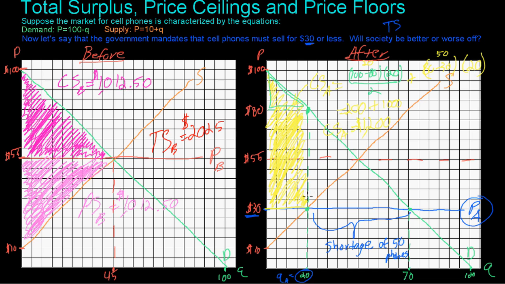But we're going to see pretty quickly that the market as a whole, or that society as a whole, is actually worse off. So I kind of jumped the gun and told you what we're actually going to see at the end, but I think it'll make a little more sense as we go. So now we need to do the same for producer surplus, and so I'll do this in orange.